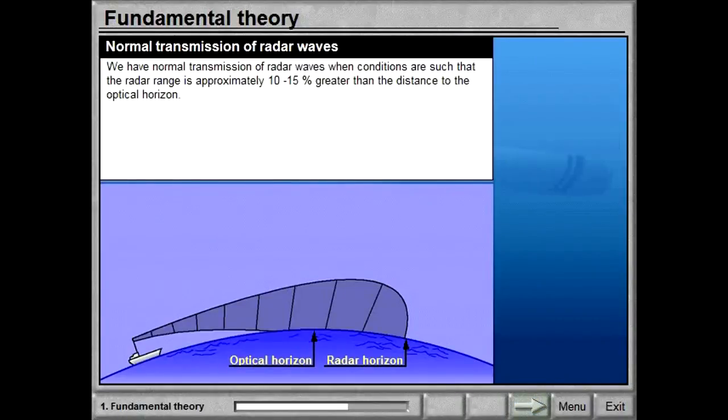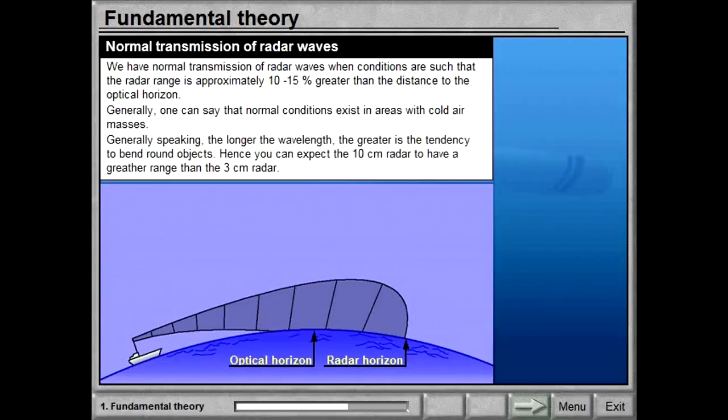We have normal transmission of radar waves when conditions are such that the radar range is approximately 10 to 15% greater than the distance to the optical horizon. Generally, one can say that normal conditions exist in areas with cold air masses. Generally speaking, the longer the wavelength, the greater is the tendency to bend round objects. Hence, you can expect the 10 cm radar to have a greater range than the 3 cm radar.